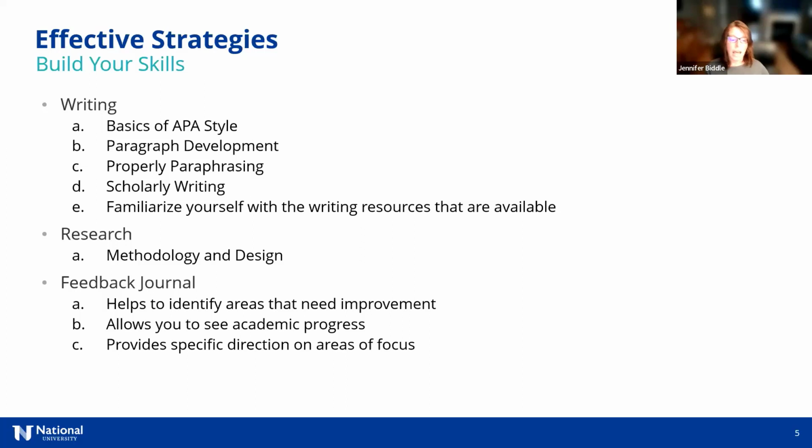It's also important that you capitalize on the feedback that you receive from your professors. One of the ways to do that is to keep a feedback journal. From week to week, you'll write the feedback that you receive from professors, and you'll notice that you form themes. It really helps you identify some of the things that you need to work on or improve, some of the things that you really do well, and it also allows you to see your academic progress.